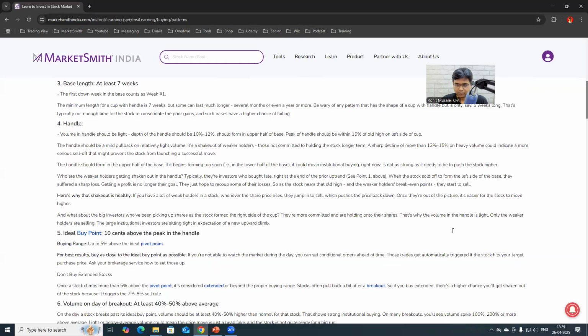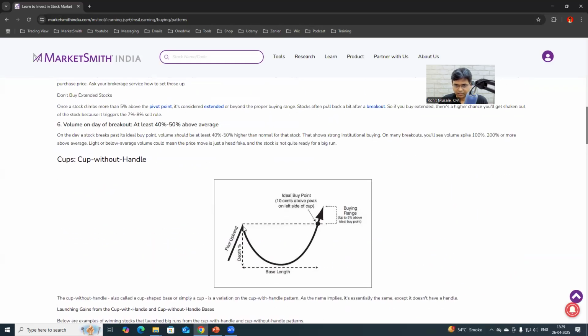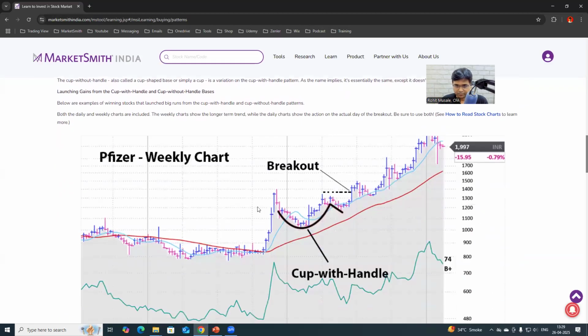So if we scroll down, see, this is a variation. This is a cup without handle. So with cup patterns, there are two variations: cup with handle, cup without handle. Okay, see, this is a nice cup. So this will be marked on the chart.